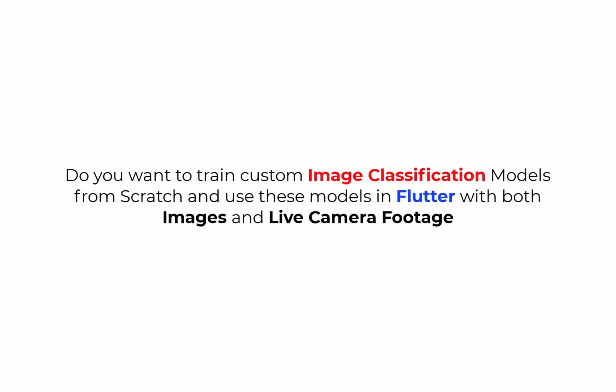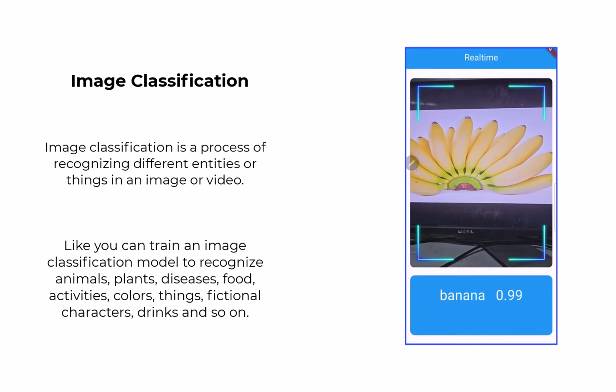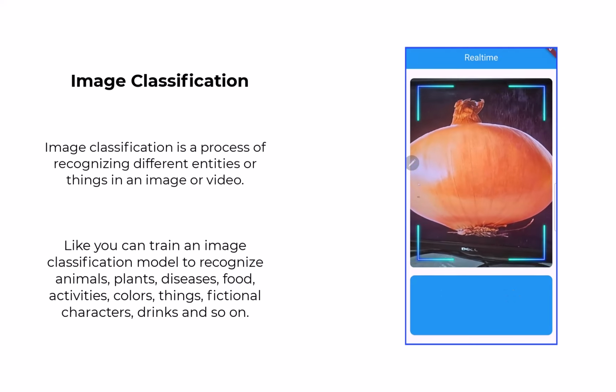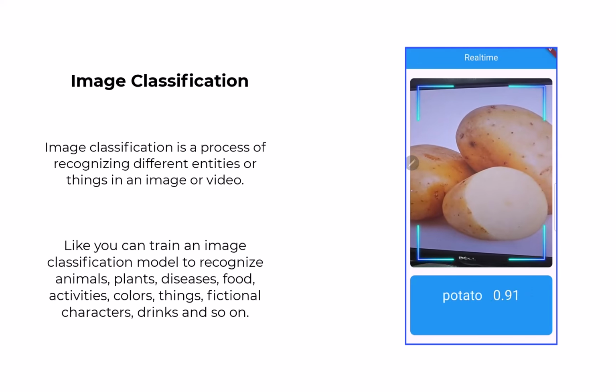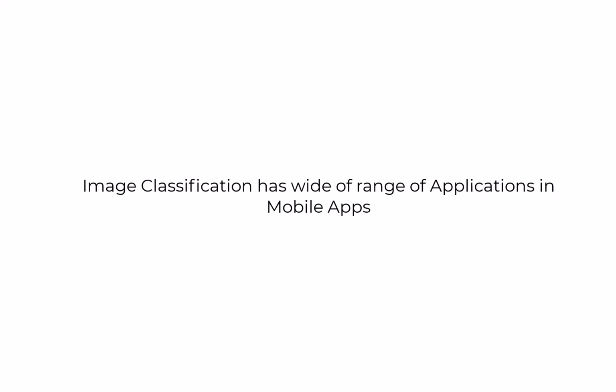Do you want to train image classification models from scratch or use these models in Flutter with both images and the live camera footage? Then welcome to this course. Image classification is the process of recognizing different entities or things in an image or video. Like you can train an image classification model to recognize animals, plants, diseases, food, activities, colors, things, fictional characters, drinks, and so on. And it has a wide range of use cases in mobile applications.